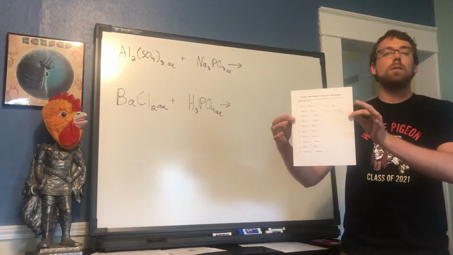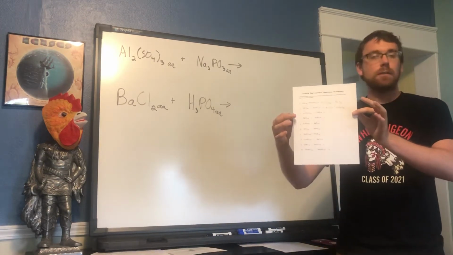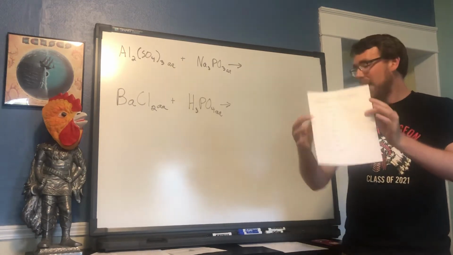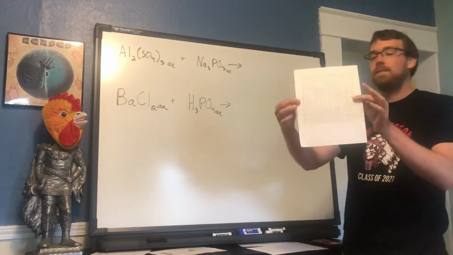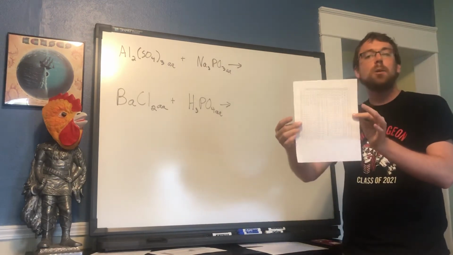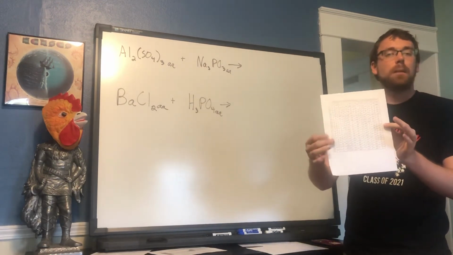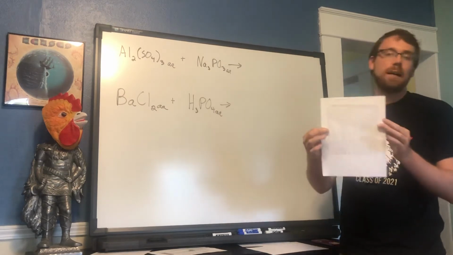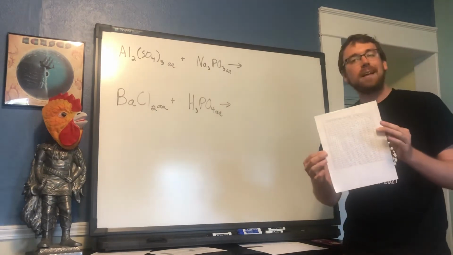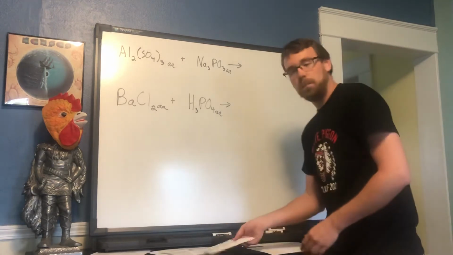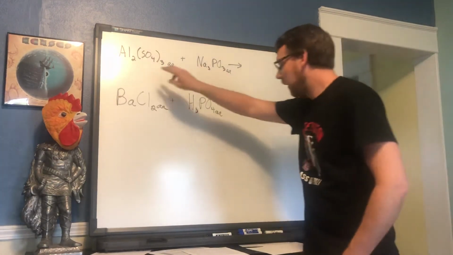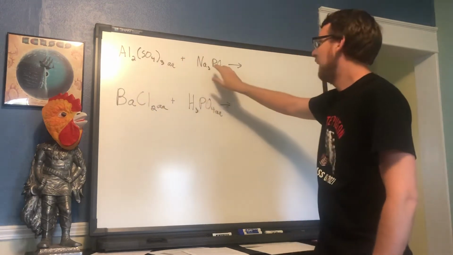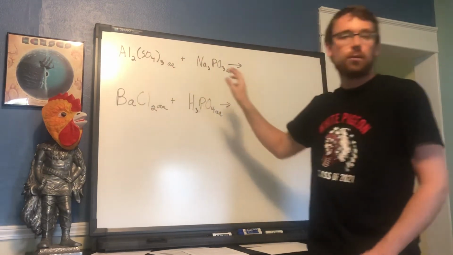Today we're going to go over some double replacement reactions off of this sheet from your packet. To do this, you are going to want to have this sheet handy because it will help you determine what compounds are soluble and which compounds are going to precipitate out as solids. So, with these double replacement reactions, we are going to have two ionic compounds that are going to swap partners.